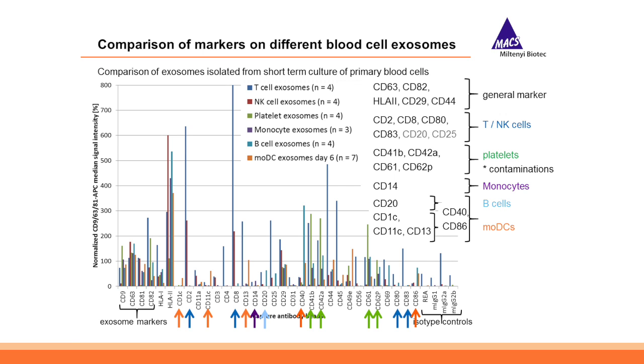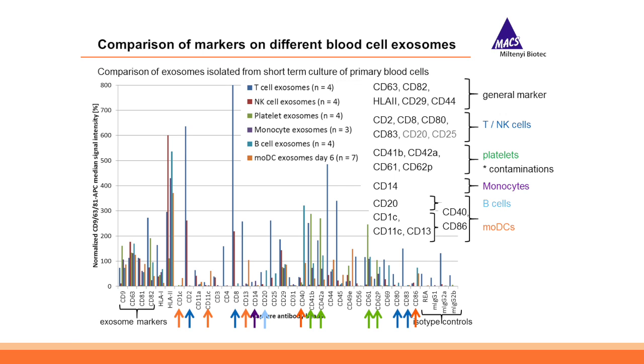And if you are now looking at the different cell types, you see that, for example, CD2, CD8, CD80 and CD86 show up for the T cell exosomes and NK cell exosomes. Then we have common markers which have been known for platelets, and indeed we found these platelet markers also in the platelet exosomes. In this case, we find these markers in nearly all cell preparations because they have been contaminated with little amounts of platelets. CD14 has been detected on monocyte exosomes, as you would expect. For B cells, we could detect CD20, and for dendritic cells, CD1C, CD11C, and CD13.